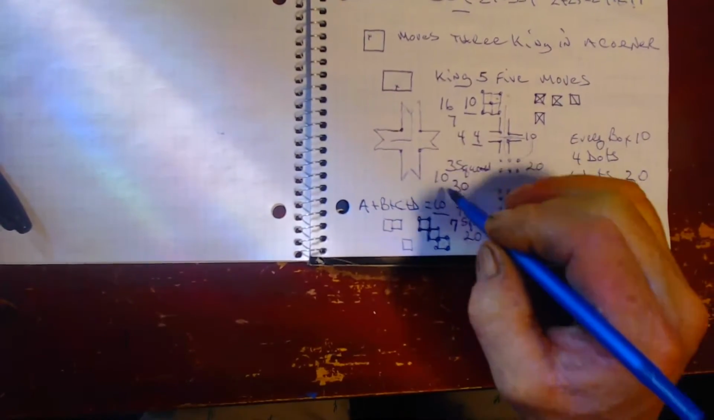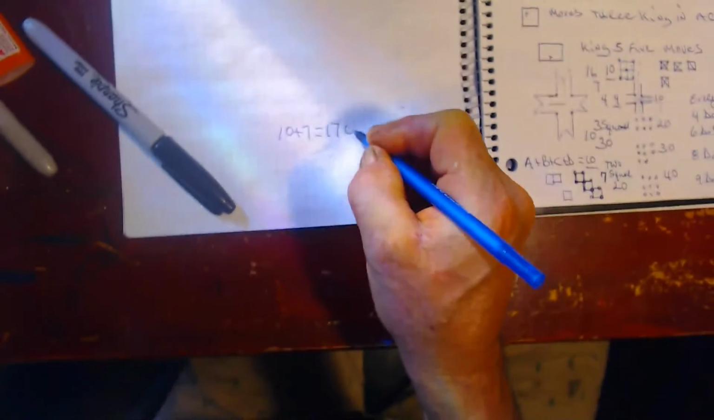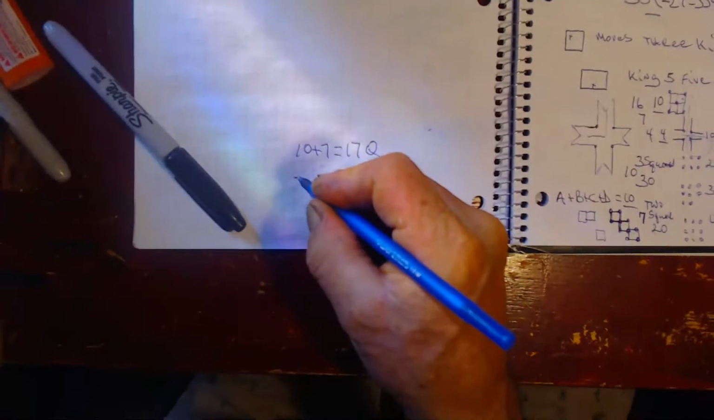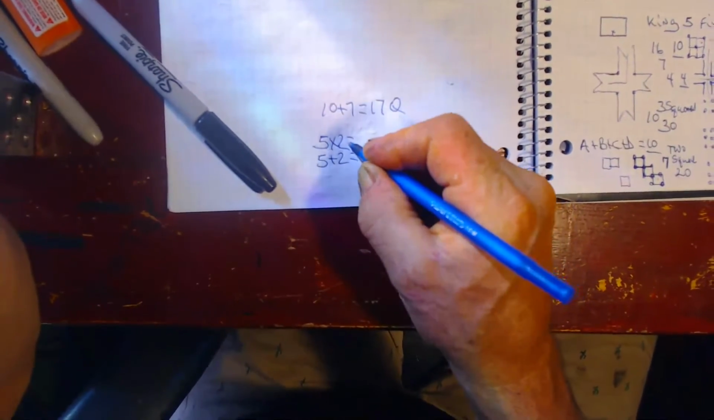And that is the Queen's way. But the numeric value of 7 and 10, the Queen's way, well, let's prove it. Let's see. First of all, 10 plus 7 equals 17Q. That's pretty good. How do we create it? 5 times 2, 5 plus 2 equals 7, equals 10.